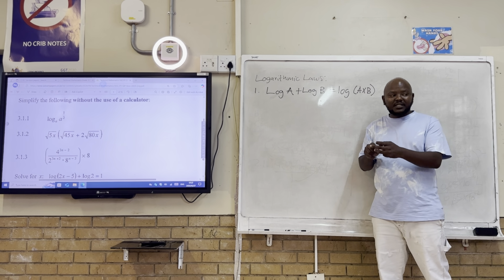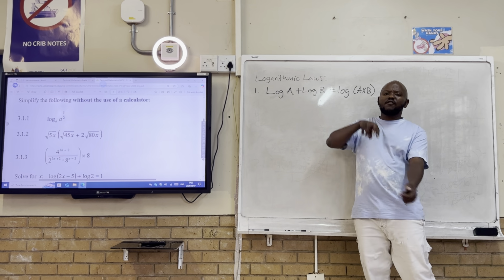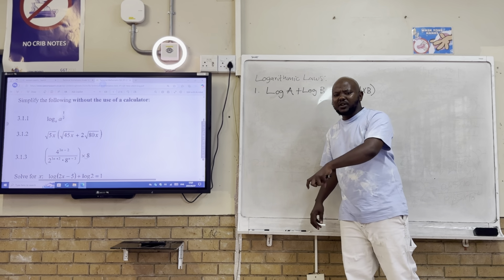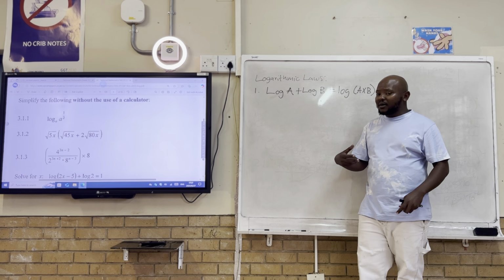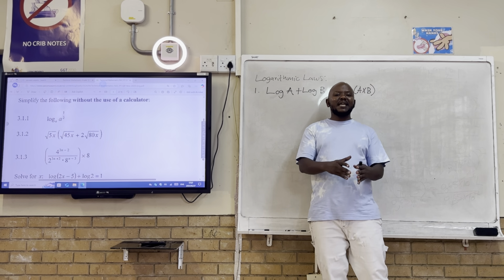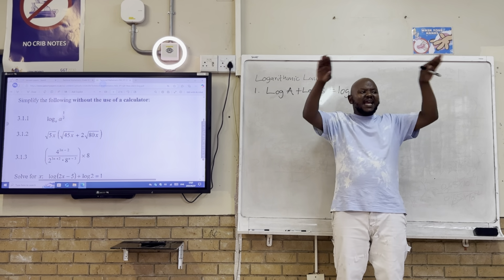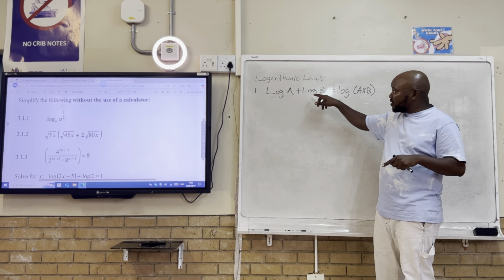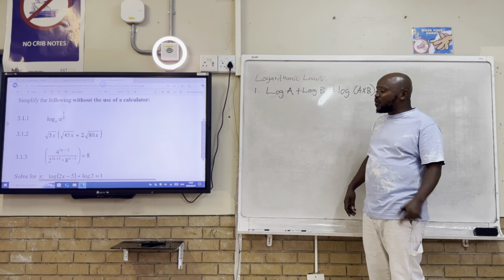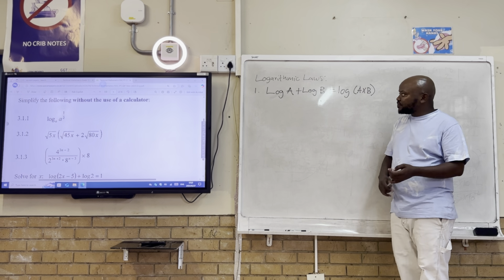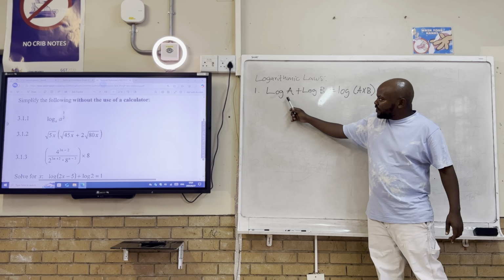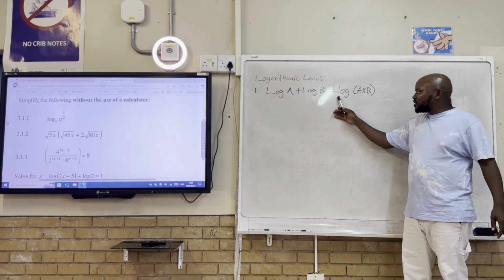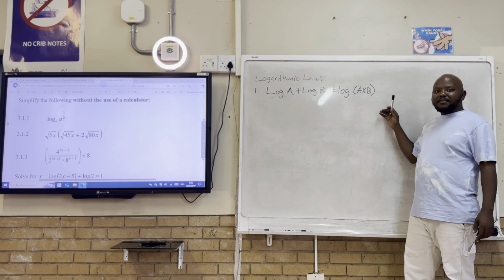Remember that logarithms are the inverses of exponents. Remember from exponents when we have a product rule, multiplying the same base, we add the exponents. So this is an inverse of the product rule of exponents. So log of A plus log of B will be equal to log of A multiplied by B.